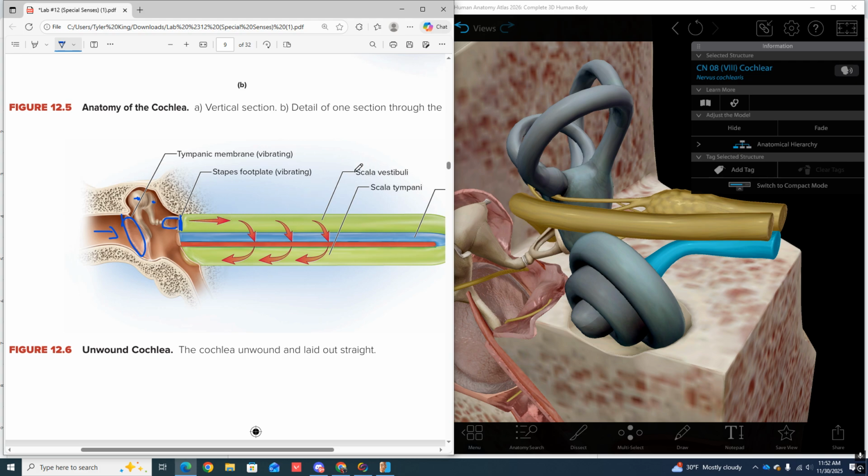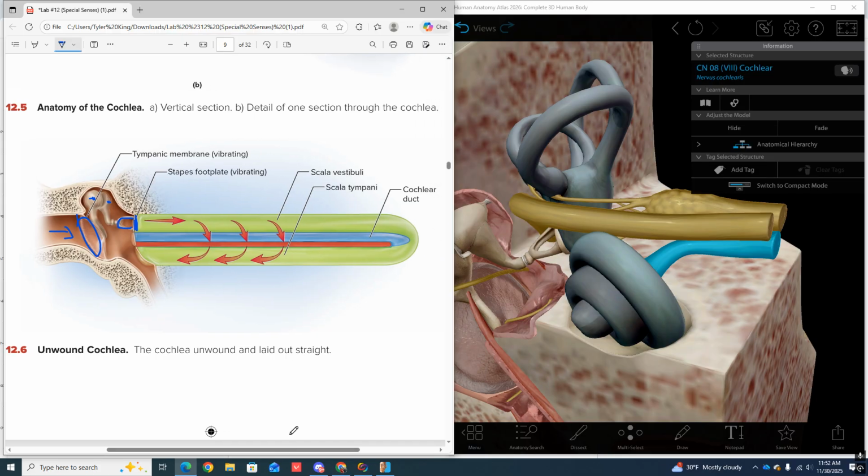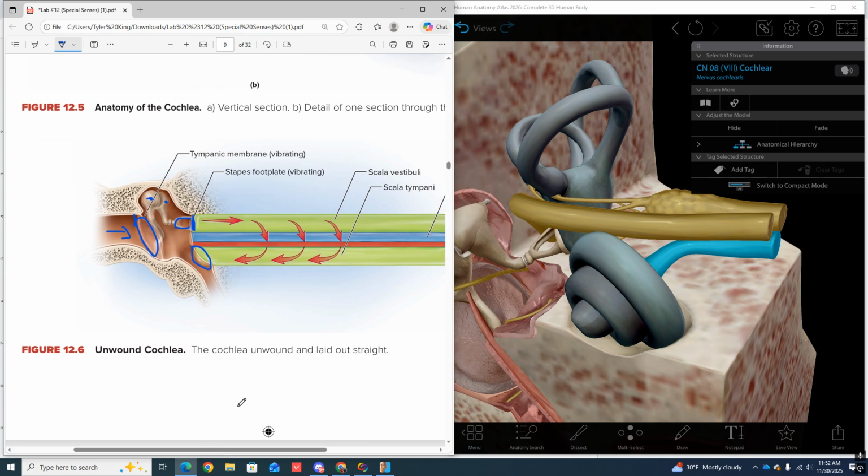So it always starts in the scala vestibuli. And then it moves through the endolymph in the cochlear duct. This red little area, that's the spiral organ. So it's taking the mechanical sound and transmitting it into electrical signals to dissipate the sound, so that way we don't have reflections of it. After the sound is finished in the cochlear duct, it gets transmitted into the scala tympani. Exits a little hole over here, which is not labeled here, but it's called the round window.